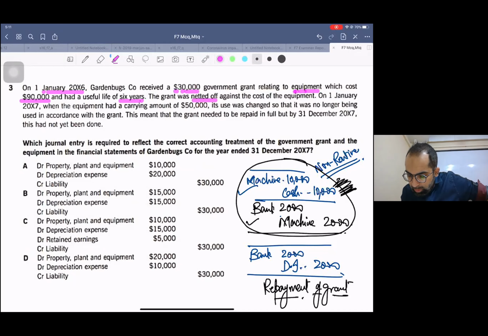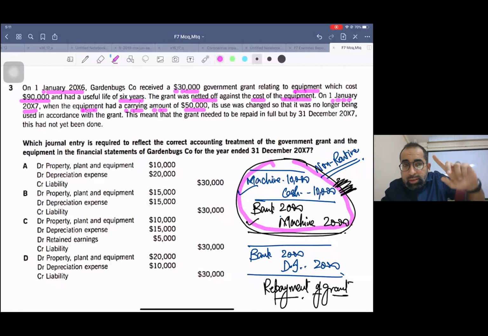This is just for example, against the cost of the equipment. On 1st of January X7, the equipment had a carrying amount of 50,000. Now see the date again, all of you underline this date, 1st January X7. That means just after 1 year. We received the grant and bought the asset on 1st January X6. Just after 1 year, when the equipment had a carrying amount of 50,000, its use was changed. We changed the usage so that it was no longer being used in accordance with the grant. That means we breached the condition of the grant, and I'm sure you have studied this. Whenever you breach the condition, you sometimes end up with repayment. You have to repay the grant.